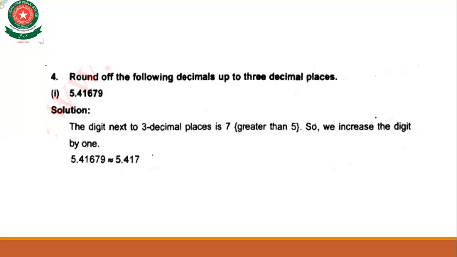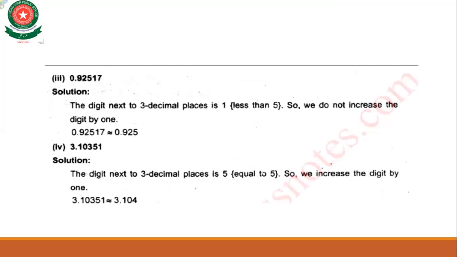Now we just change and increase the 6 into 7. The digit next to 3 decimal places is 7, which is greater than 5. So we increase the digit by 1. So by rounding off the decimal up to 3 decimal places, we get 5.41679, approximately equal to 5.417.